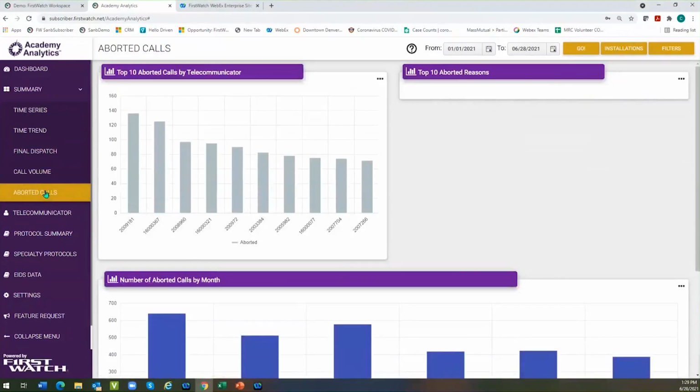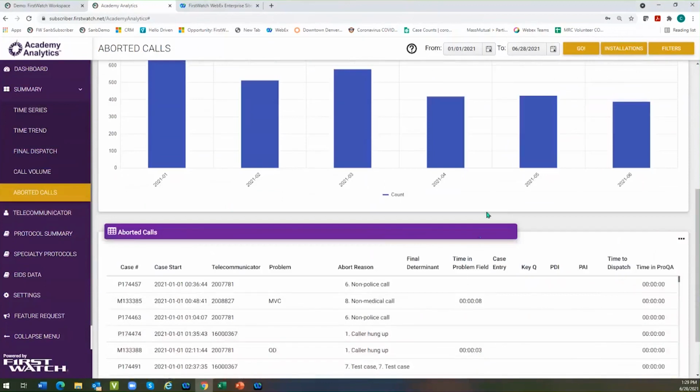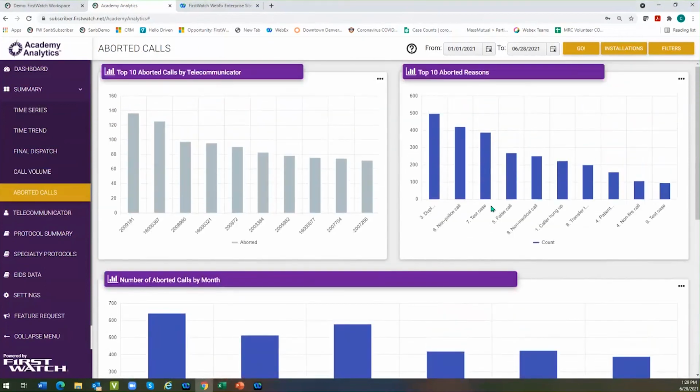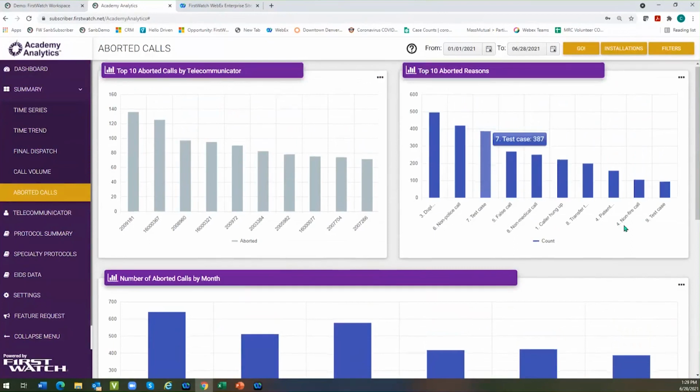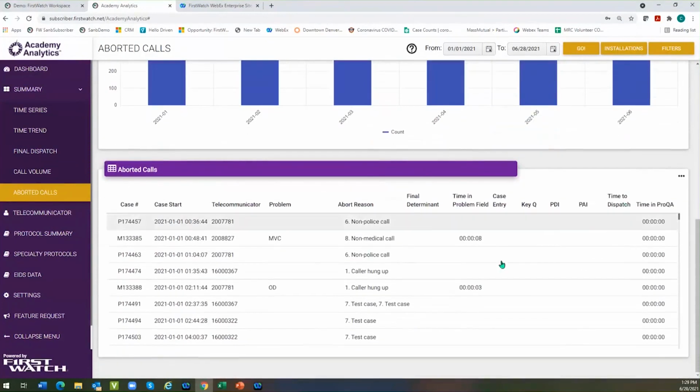Within aborted calls, you can take a look at aborted calls by telecommunicator. Here you can see the number of aborted calls by month, the top 10 reasons for aborting calls, and each of those aborted calls.